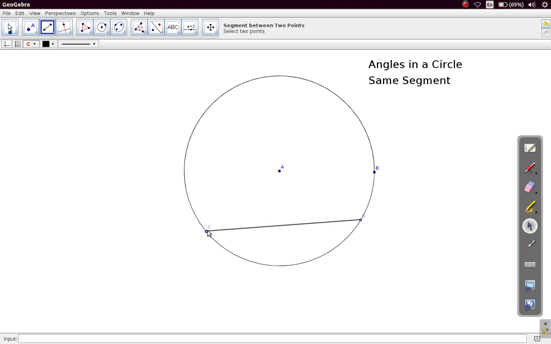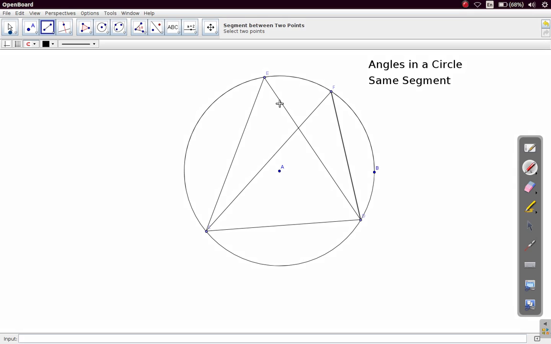This is the chord. We have two other chords that form an angle at the circumference, like this. Good. Then we have two more chords that form another angle at the circumference, like this. What we want to do is compare this angle and this angle.